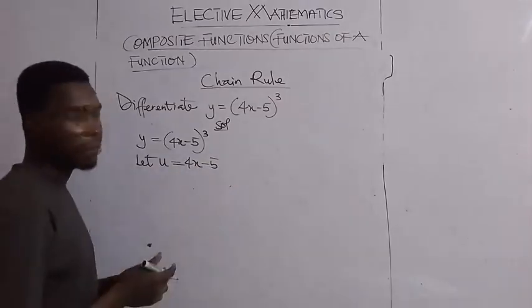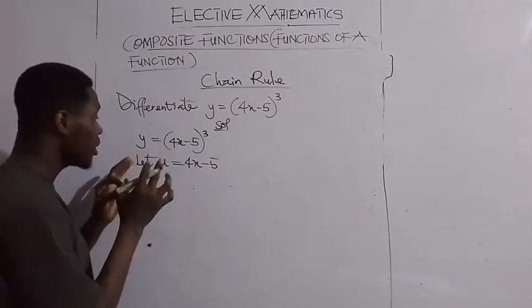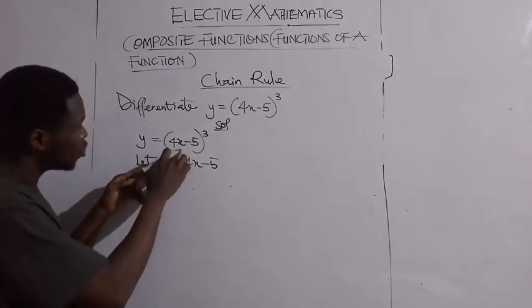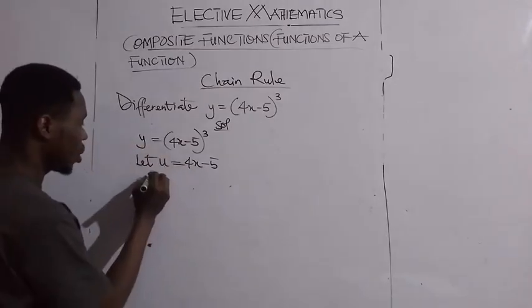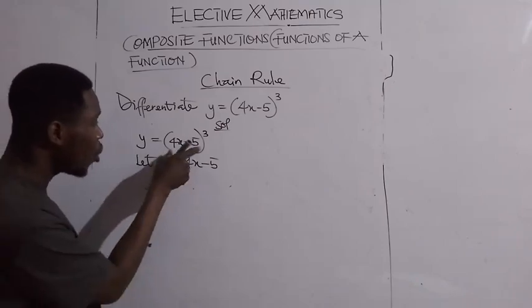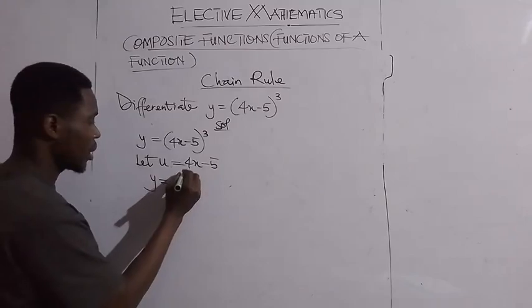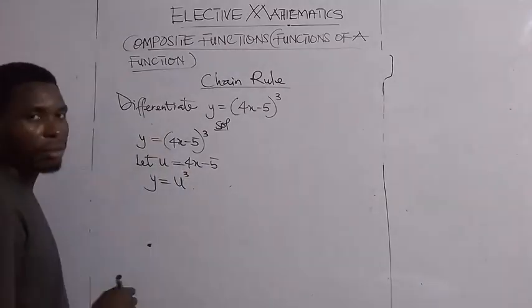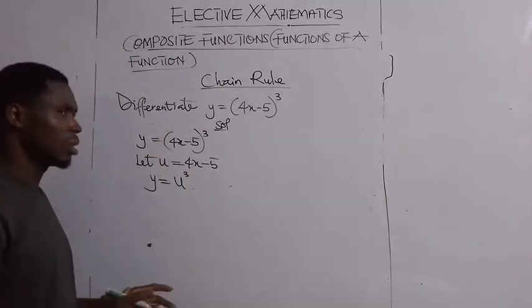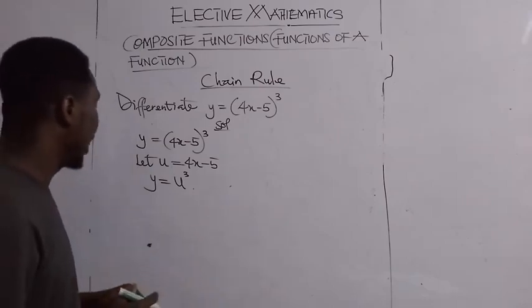That is it. So now our function, when we put the u here, this is how it will look: y is equal to, the whole of this is now u, so we have u to the exponent 3. Are you following? Good. Let's move on.